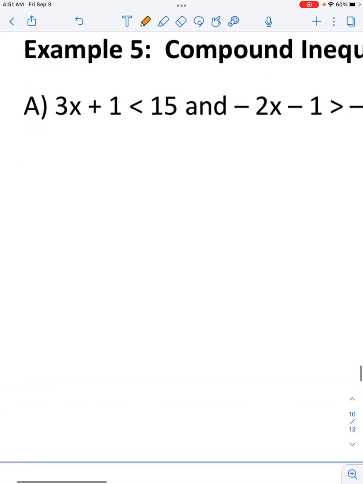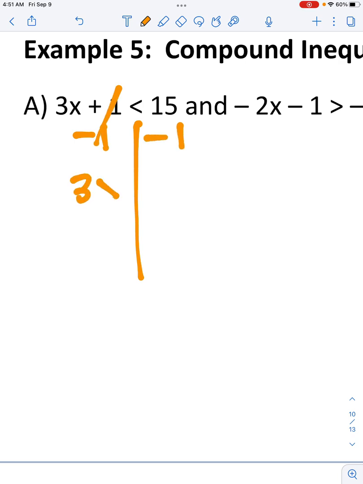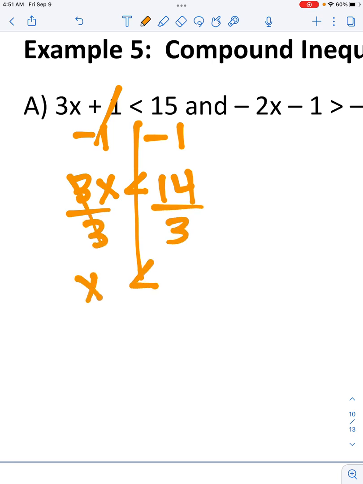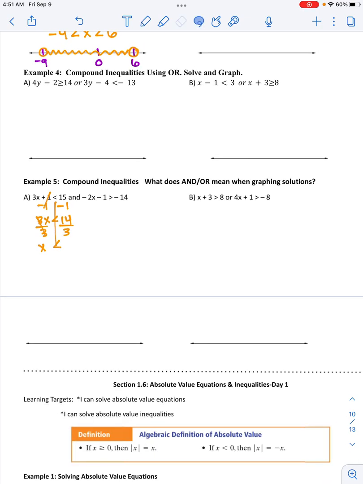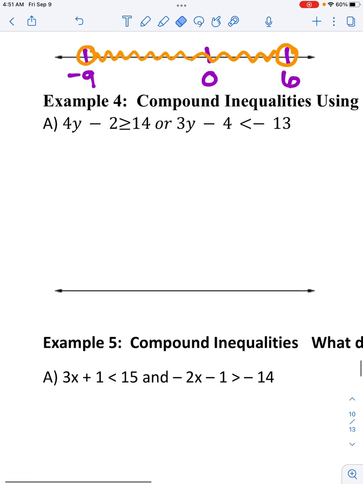So if it's an "or", we do the same thing. So negative 1, and then 3x is less than 14. And then x would be... sorry, I lost my spot. Oh shoot, I'm doing the wrong one. Sorry. I'm going to do this one.